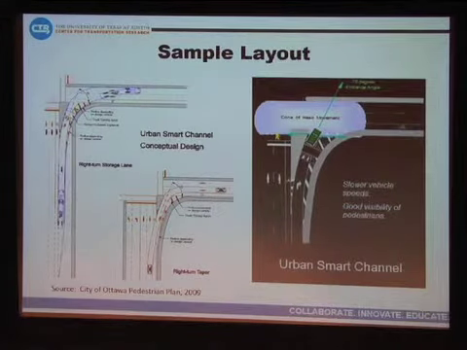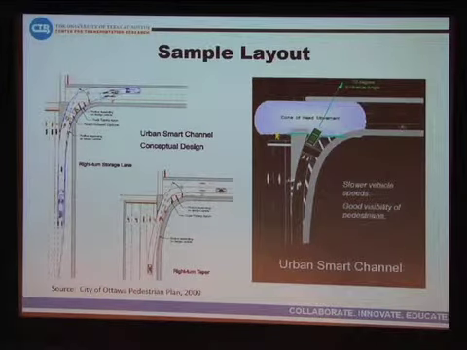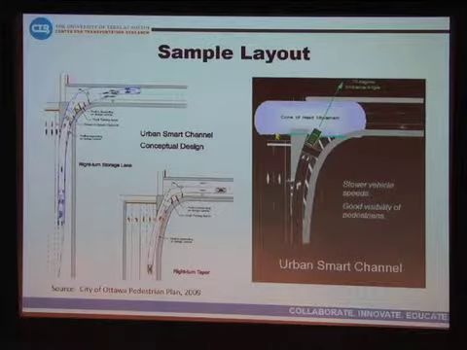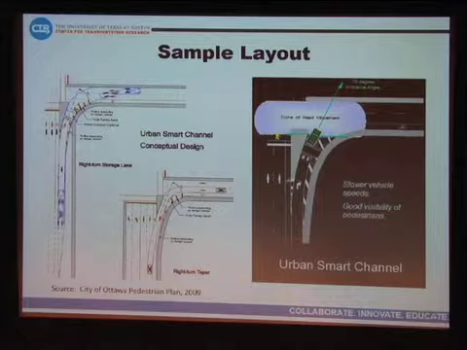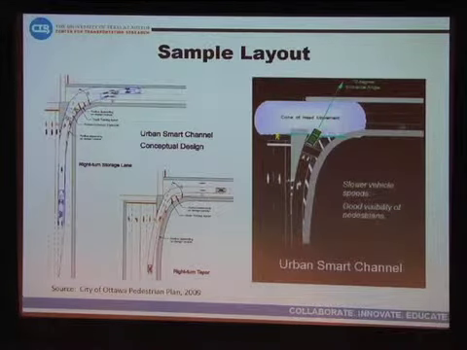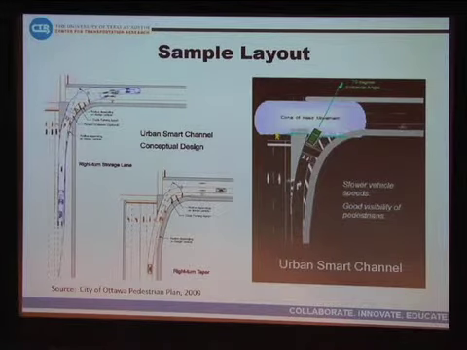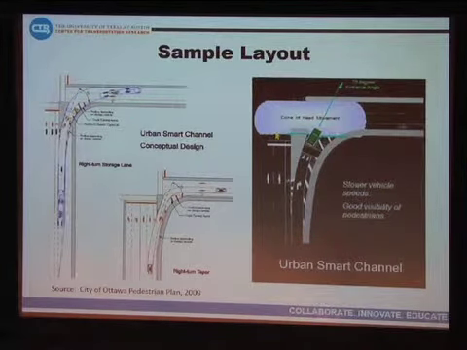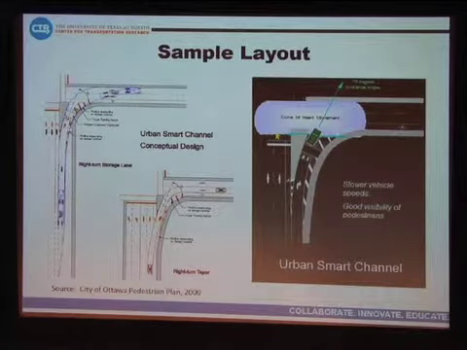A concept that kind of flips the script a little bit on the striping is the City of Ottawa, Canada smart channel design, where instead of increasing the channelizing island to narrow the turning path for vehicles, they've added striping on the outside of the turning roadway to narrow that pathway. So they've narrowed the pathway for smaller vehicles while providing the adequate pavement width for the larger design vehicles that you see in the top left.